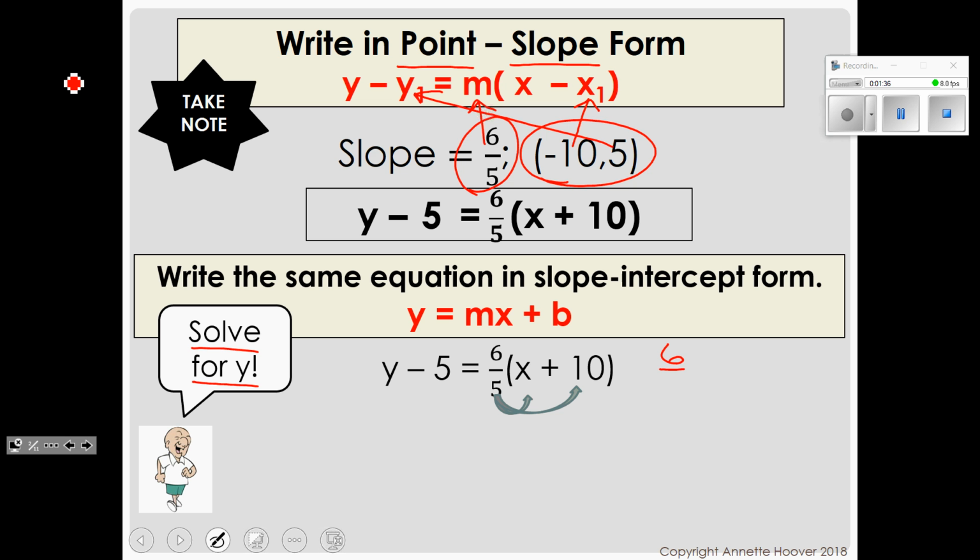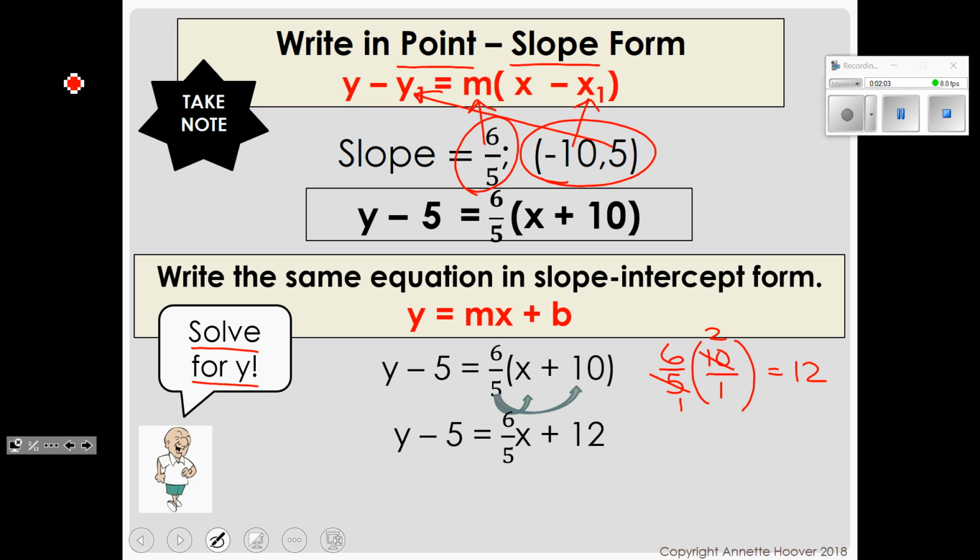Don't let the fraction freak you out. When we have 10, we're just going to put it over 1. And most of the time, these are going to cross cancel very nicely for you. And this is going to just be 12. So when we do the distributive property, we have y minus 5 equals 6/5 x. And then 6/5 times 10 is 12. So that gets rid of the fraction for the y-intercept.